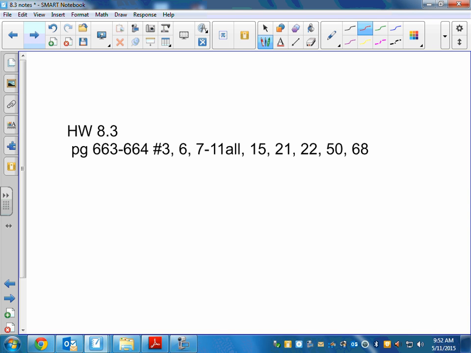3 to 6, you're just supposed to find the vertices and the foci. You don't have to graph those. 7 through 11, you're matching the graph with the equation, which should be pretty easy based on the center. And then 15, 21, and 22, you are graphing. It says graph with your grapher, but I want you to graph those by hand. Tomorrow we'll use the grapher, and that's what your book calls it. Graph using a function grapher, it says.